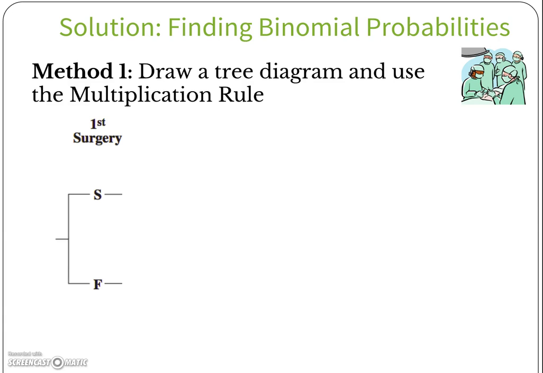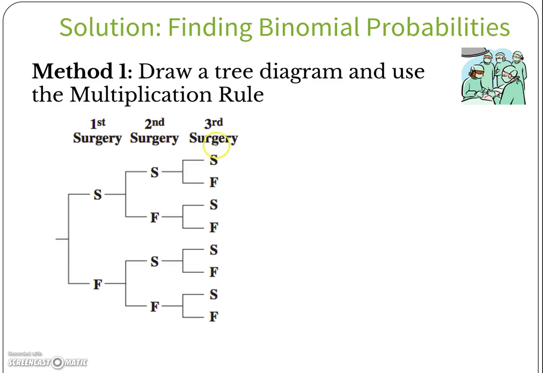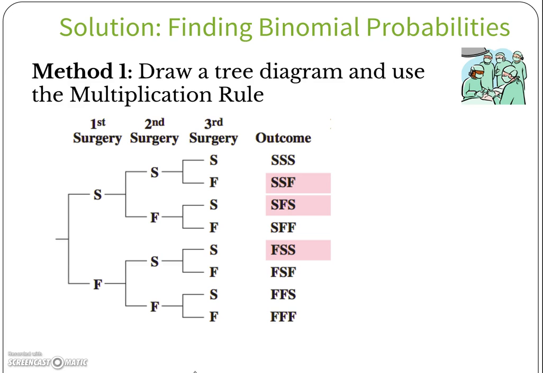The first surgery can either be a success or failure, and the second surgery can be a success or failure. So we could have a success and a success, or a success and a failure, and so on. And then the third surgery could be a success or failure for each of those. So the possible outcomes would be success, success, success; success, success, failure; success, failure, success; and so on down the road. So we could list all of our possible outcomes. SSS would be success, success, success, or SSF, success, success, failure, and so on.